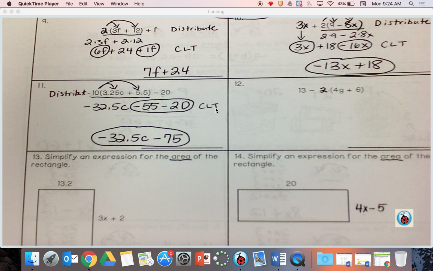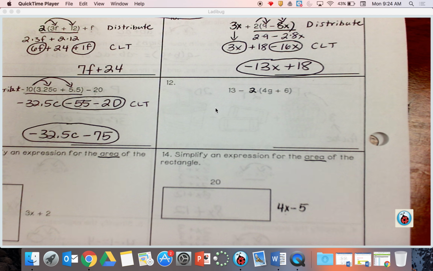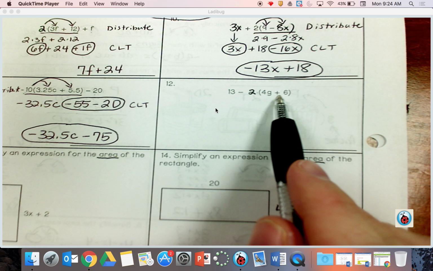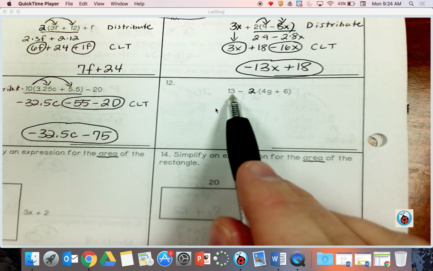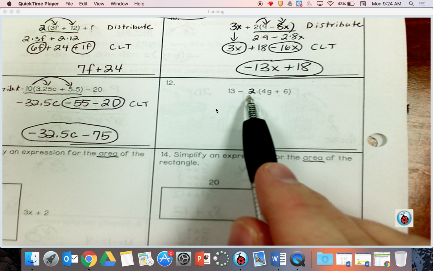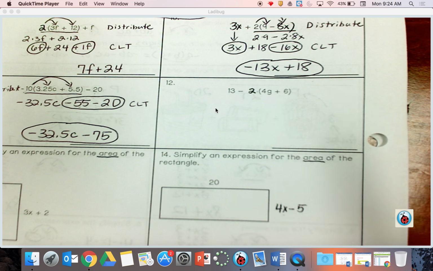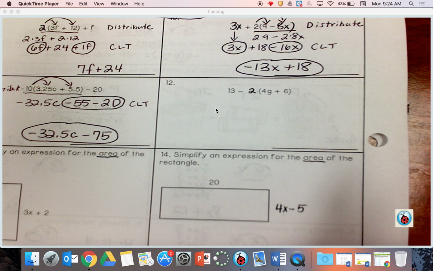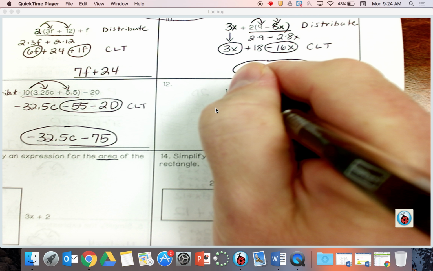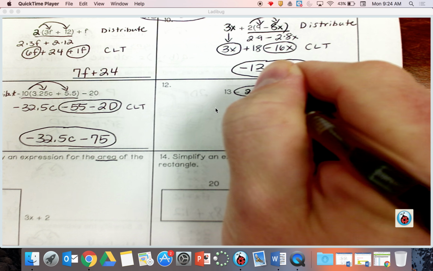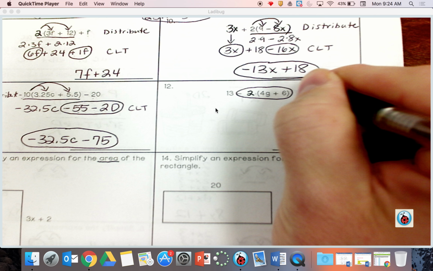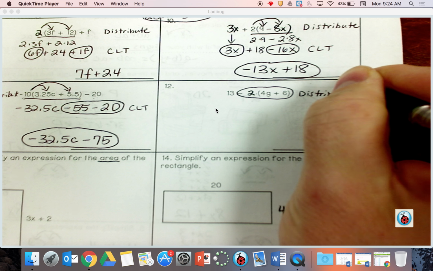So I'll look at my last example here. I've got another problem, even though it's written out backwards. It says 13 take away 2 times the quantity 4 times g plus 6. So I need to find my distributive property. My distributive property is right here. I'm going to distribute that first.